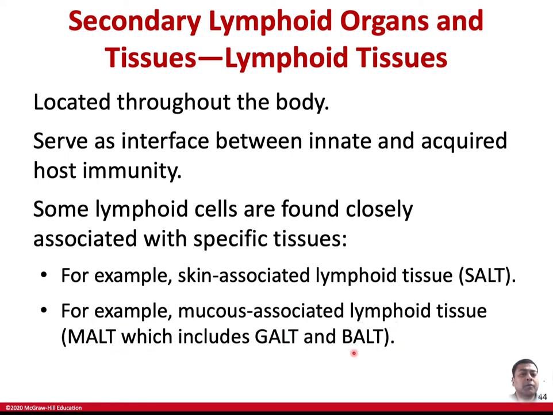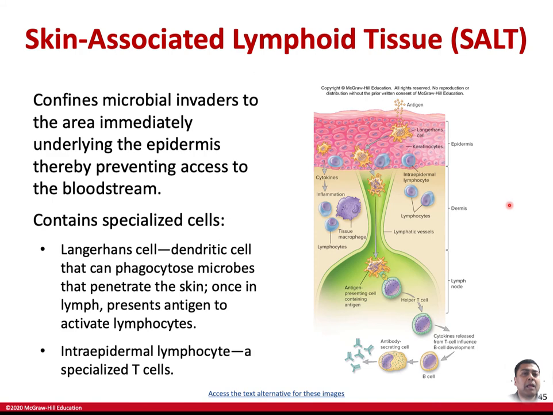Also the BALT, which is the bronchus-associated lymphoid tissue, which you find in the lungs. And again, remember that all these lung cells are covered by mucus as well, so the epithelial cells of all of the intestine and the lung passages are covered by the mucus-associated lymphoid tissue or the MALT.